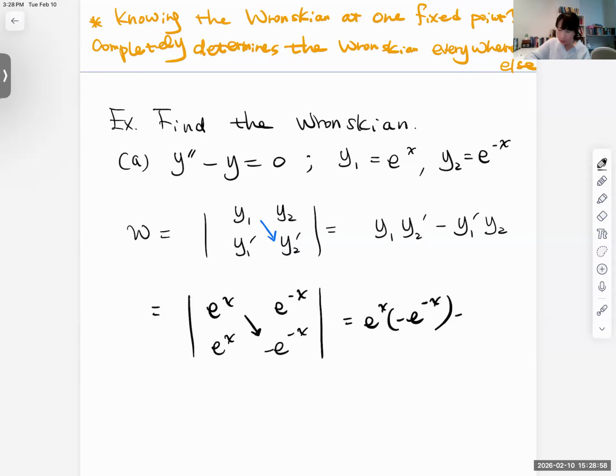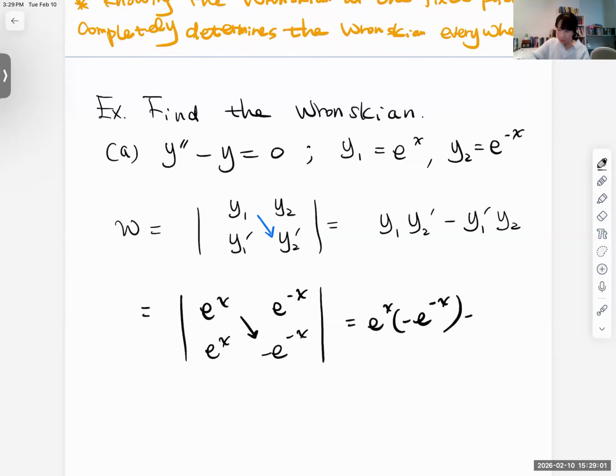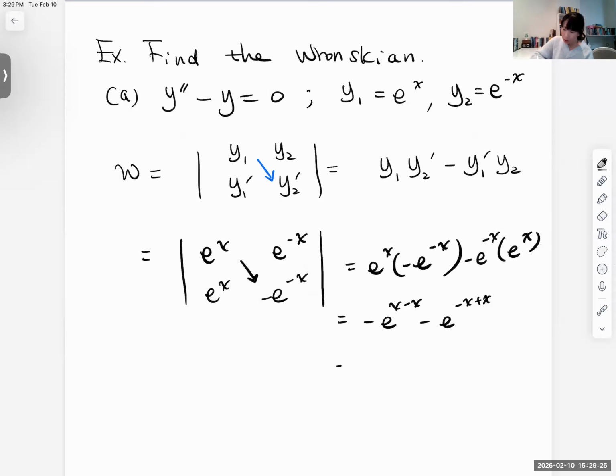Okay, minus, we multiply this way, so same thing, right? So e to the negative x times e to the x, yeah? Okay, negative e to the x, let me write it down for you, x minus e to the negative x plus x, yeah? Okay, now we get negative e to the 0 power minus e to the 0 power, right? Which is negative 1 minus 1, which is negative 2. Make sense?